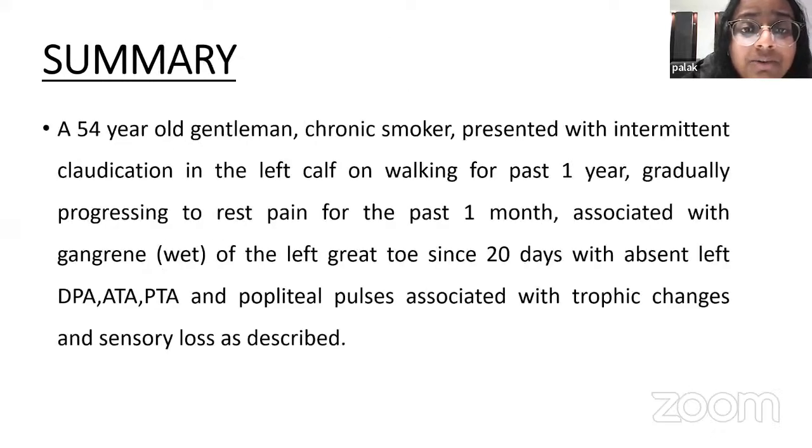Summary: a 54-year-old gentleman, chronic smoker, presented with intermittent claudication in the left calf on walking for the past 1 year, gradually progressing to rest pain for the past 1 month, associated with gangrene, which is probably wet, of the left great toe since 20 days, with absent lower limb pulses and associated with trophic changes and sensory loss as described.